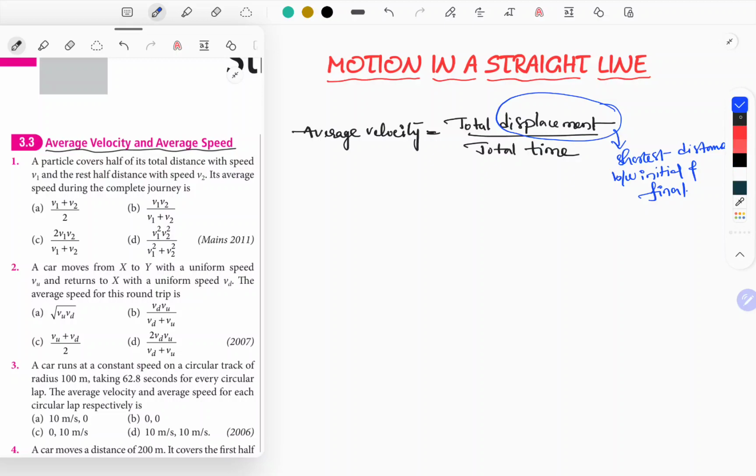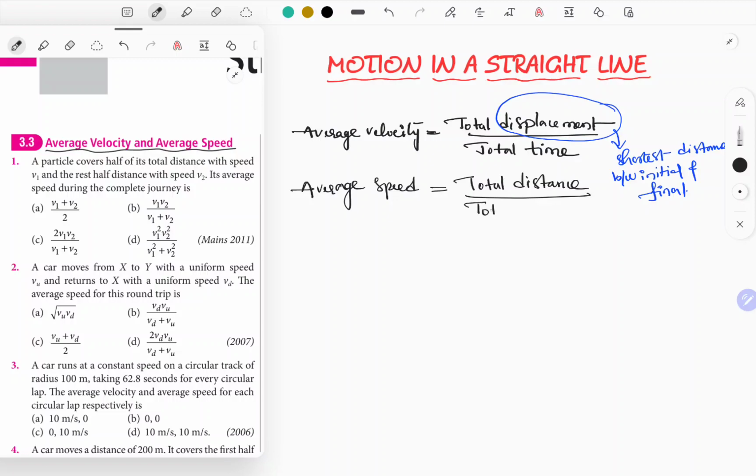Okay, what about average speed? Are velocity and speed both the same? No, they are not. Speed is a scalar quantity, velocity is a vector quantity. Average speed depends on the distance covered by that object. It is defined as total distance covered by the object divided by total time taken by it.